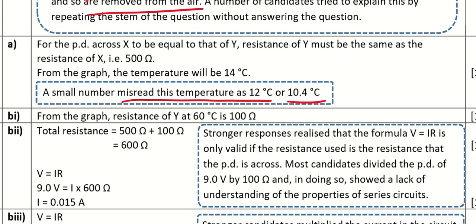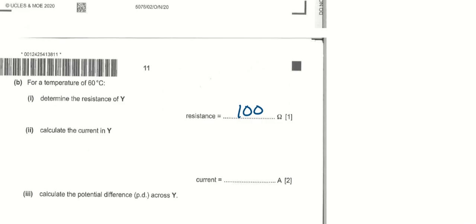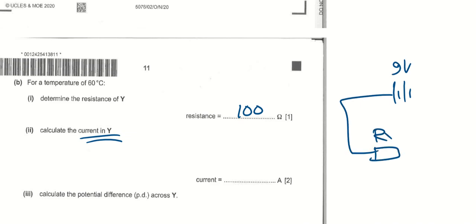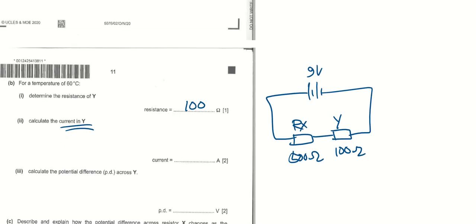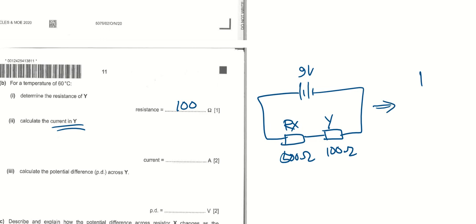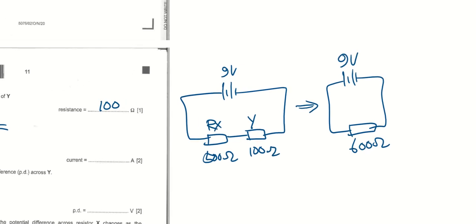Yes. Okay, so that's B part 1. Now B part 2, calculate the current in Y. So I will recommend you to redraw. So this is my X, Rx, it is 500 ohm. And this is my Y, it is now 100 ohm at a temperature of 60 degrees. So this is actually equivalent to 600 ohms, correct? Why do I do that? Then it is very simple. I can apply my V equals IR. I have my V, I have my R, which is 600 ohm.